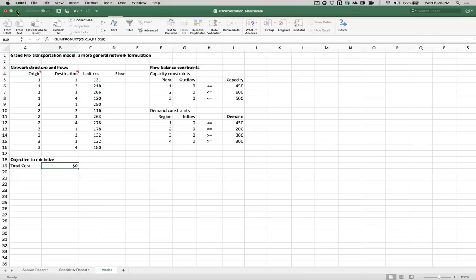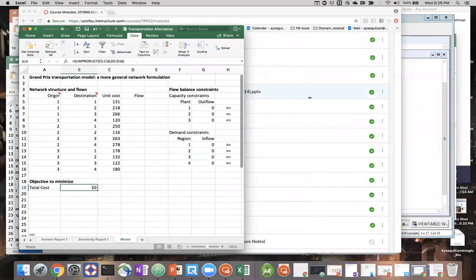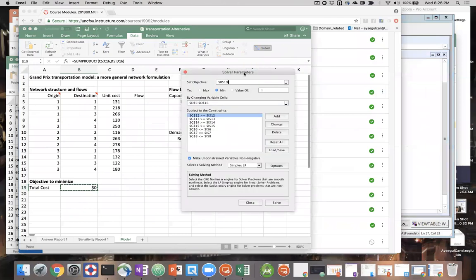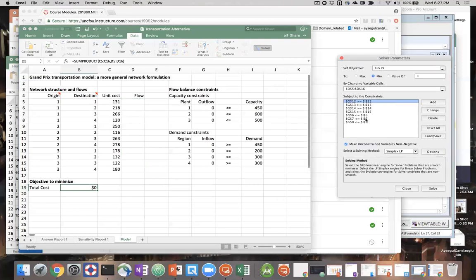Okay, let me make it a little small so that we can see the solver button. When we hit the solver, the objective function is B19. It's given here. Decision variables are the flows, right? We talked about that. And then the constraints, basically, these last three are the capacity constraints, because G6 needs to be less than I6, G7 needs to be less than I7, G8 needs to be less than I8, right? It gives us this. And then the other ones, right?